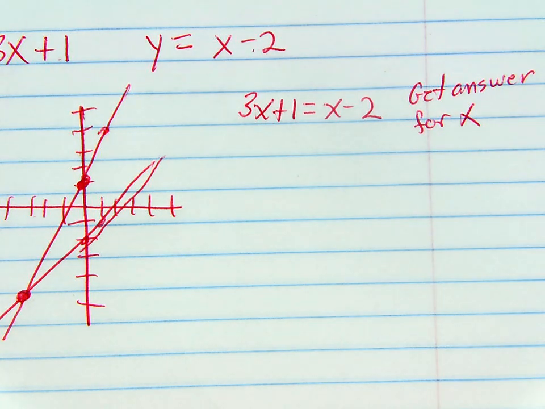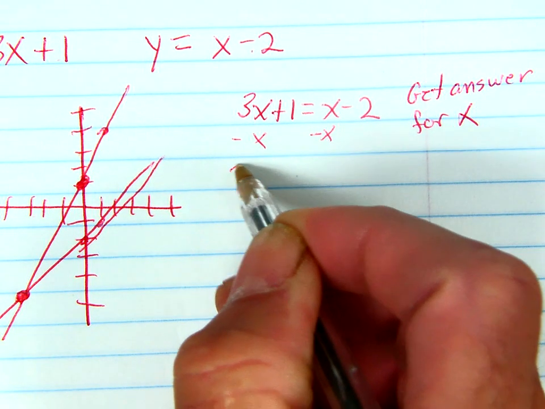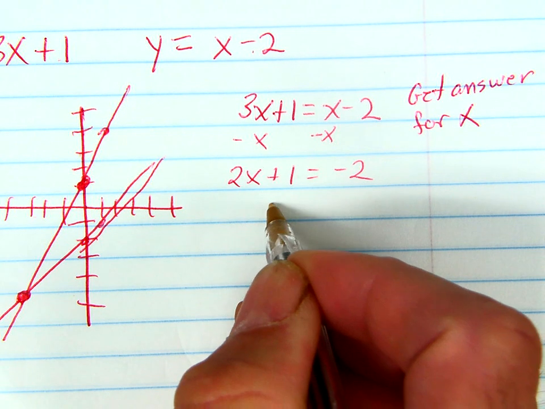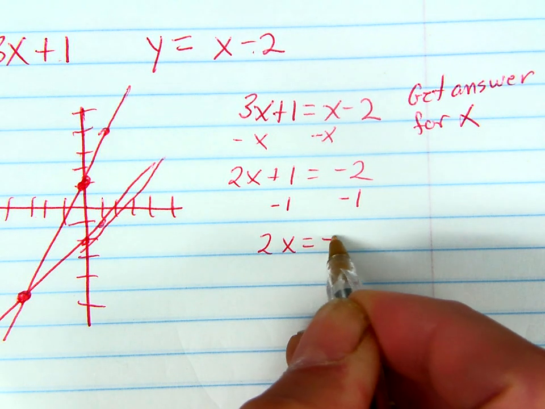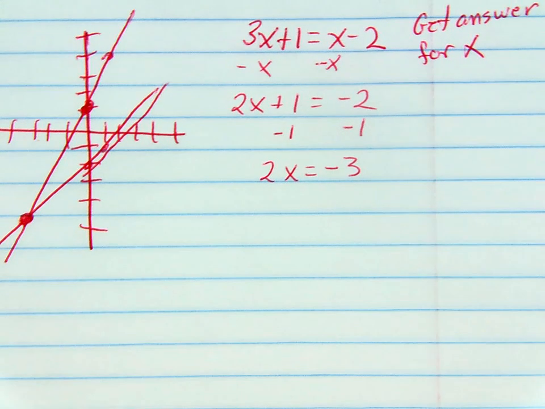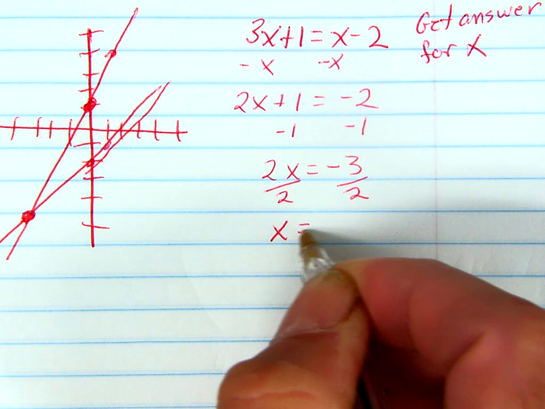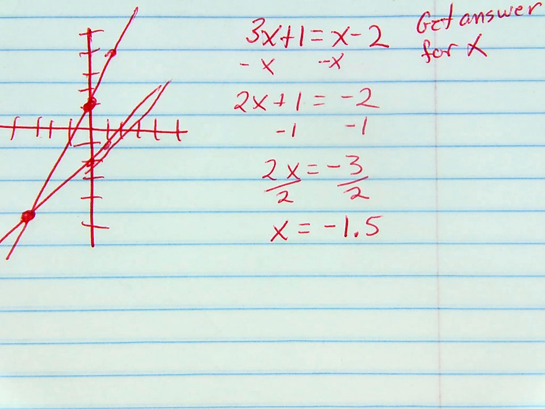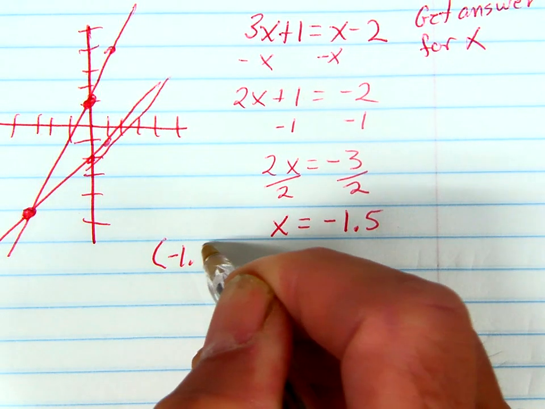All right, get the answer for x, which means solve this for x. Minus x, 2x plus 1 equals negative 2. Minus 1, 2x equals negative 3. Divide by 2, x equals negative 1.5. Well, I sure drew my lines wrong. So we have half the answer. X is negative 1.5.